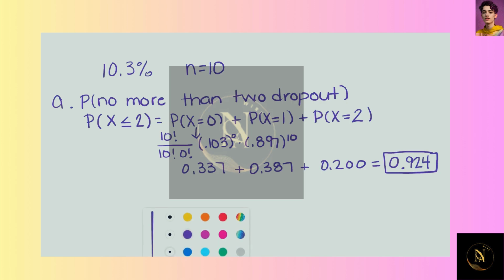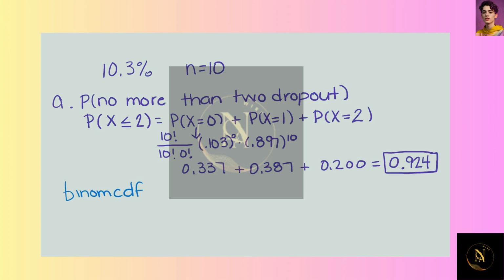Another way I could do that is to put it in the calculator. So I would do a binom CDF. The N is 10. The probability of success is 0.103. And we are looking for the cumulative distribution of up to 2. When I click that in the calculator, I get 0.924. It doesn't matter what method you use to solve it. You're going to get the same answer. It's just that the calculator one requires less steps.